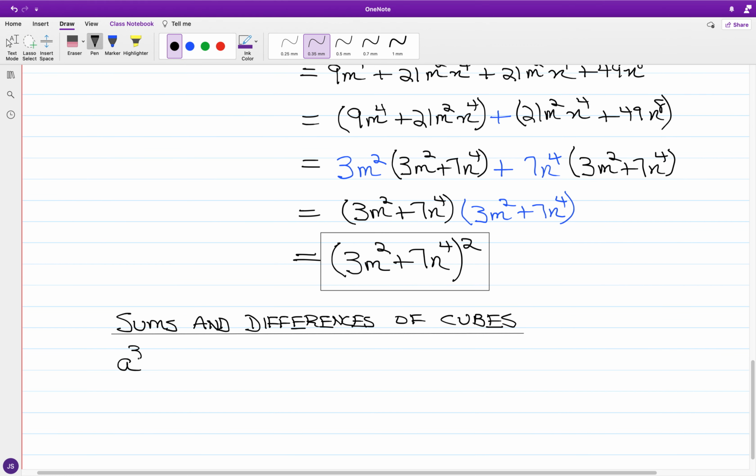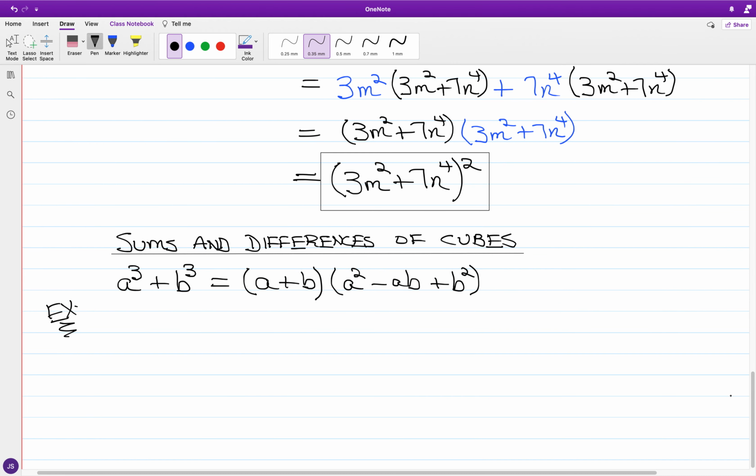Now for the sum of cubes, they have a to the third plus b to the third. The factorization has a two-term expression and a three-term expression. The two-term expression is basically the sum of the cube roots of a to the third and b to the third, so you have a plus b. And the other factor will be a trinomial, and we have a squared minus ab plus b squared.